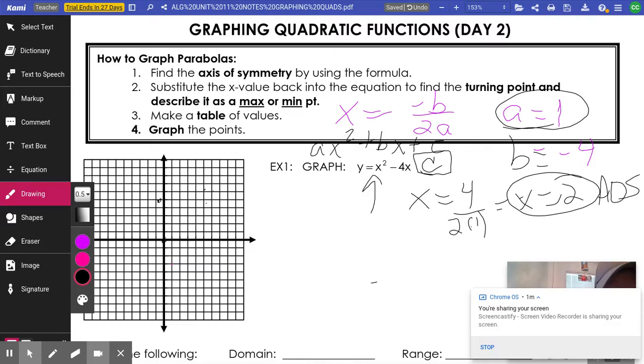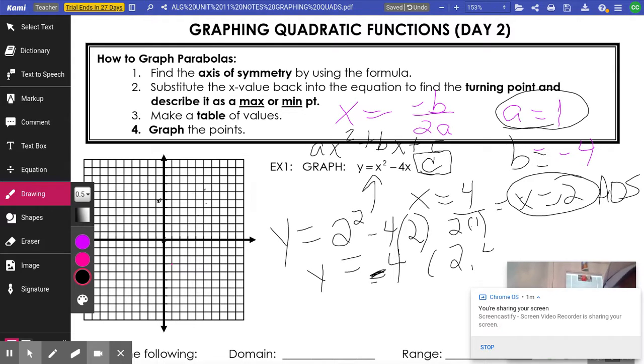I'm going to then plug it back in to the y equals. If I put a 2 in, it's 2 squared minus 4 times 2. So that's 4 minus 8, and 4 minus 8 is -4. So the final answer I'm looking for as far as the turning point is the x value is 2 and the y value is, sorry, not 4, -4. I need to make sure that that is my lowest value.